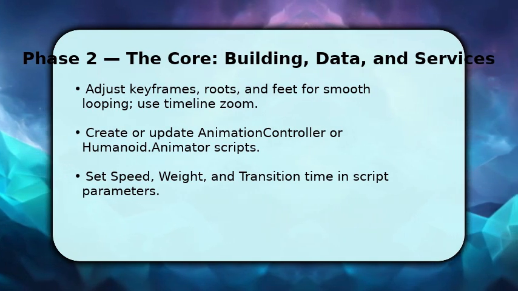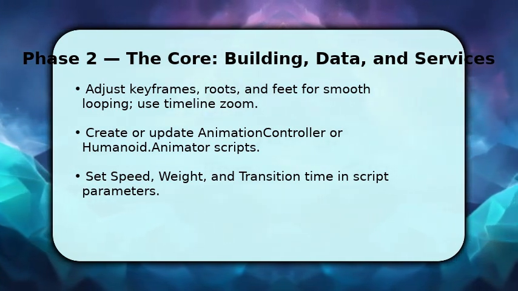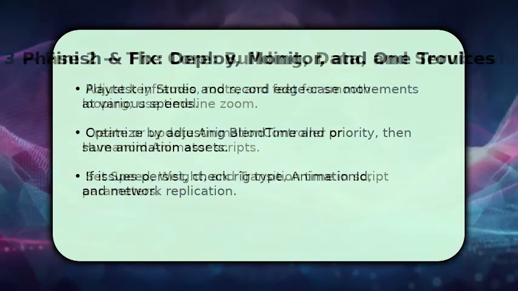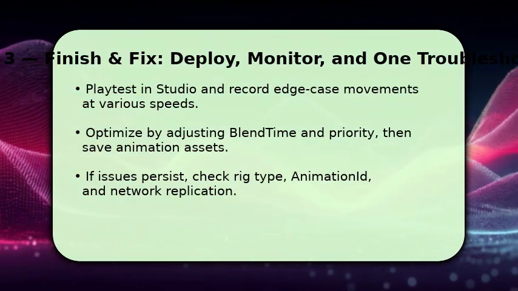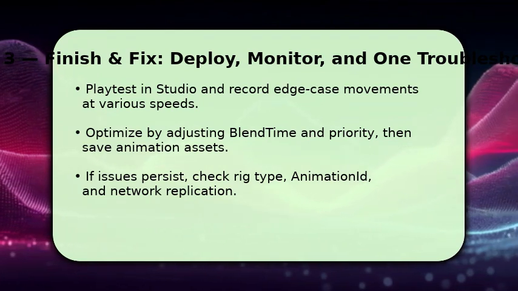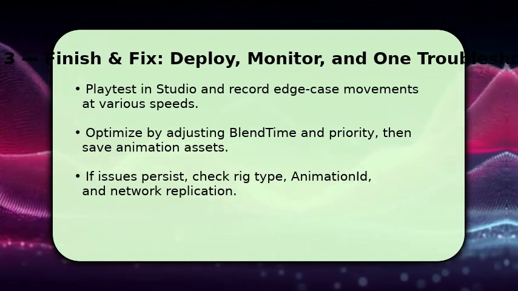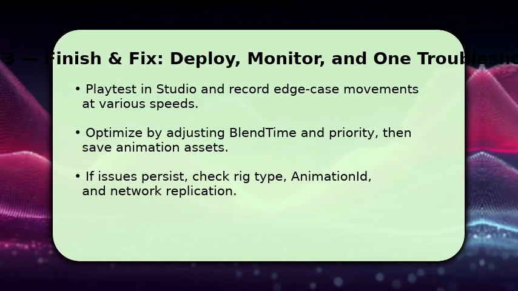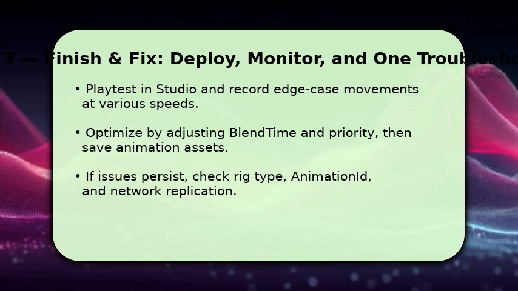Finish by thoroughly testing and finalizing your setup so players get consistent movement. Playtest in studio, walk and run at different speeds and watch transitions. Tweak blend time and priority until movement looks natural. Make sure animation IDs reference uploaded assets and publish changes.